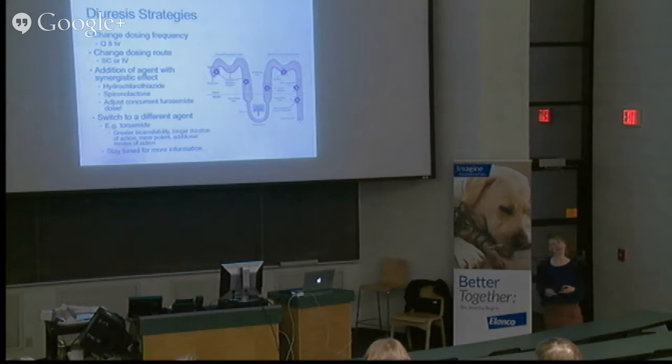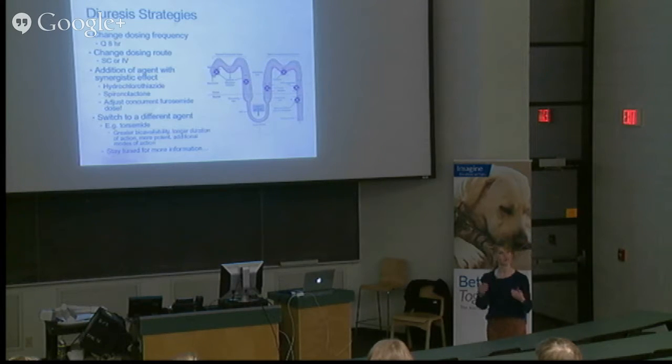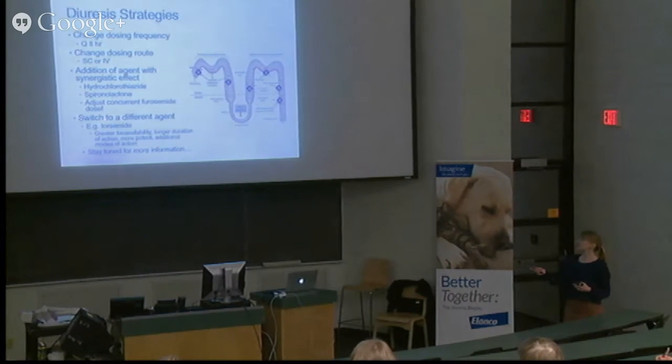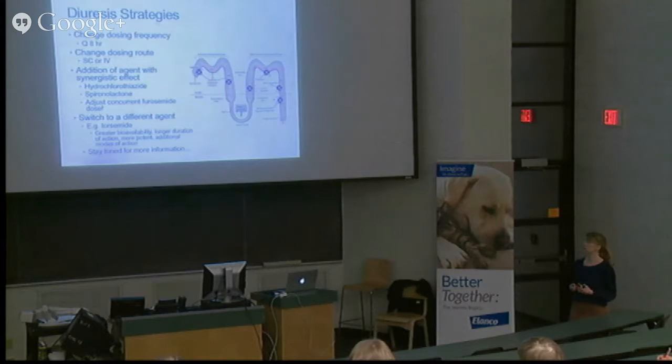Sometimes we combine agents. So that's where we're adding another agent that acts at a different location so that we can have a synergistic effect. So we might add a thiazide or spironolactone and then adjust our furosemide dose, that is, dial it down perhaps, to get the synergistic effect of the two. And then the final thing I'll mention is, what about switching to a different agent entirely from our usual furosemide?